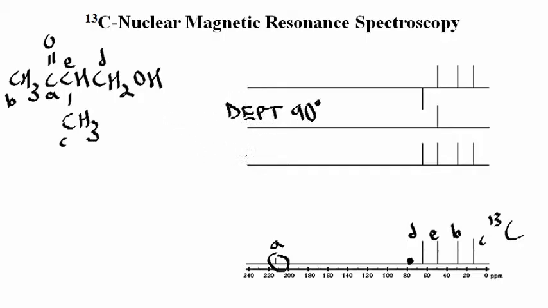We know that DEPT 45 spectra give all carbons that have protons attached to them, all in the same phase, and so all up. And we can see here in this bottom one, A is missing, but all four of the other ones are there, and so we know that this is the DEPT 45. And so then all we're left with is DEPT 135.